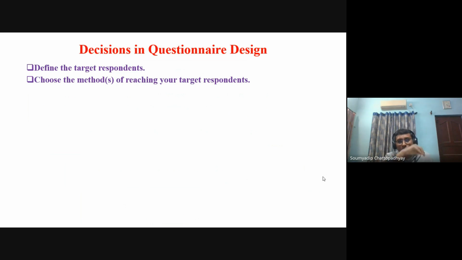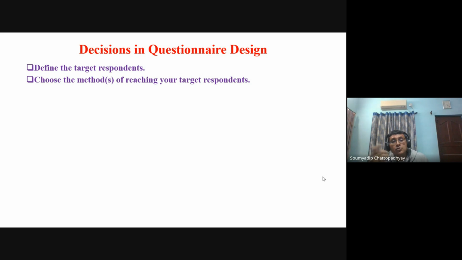Okay, now when you decide on the questionnaire designing, then these are some of the important aspects which you should deal with very carefully. First, you have to define the target respondents. Then you have to decide on the choice of methods for reaching your target respondents. For example, as I mentioned, you can think of doing a face-to-face interview. You can think of approaching your respondents over telephone.